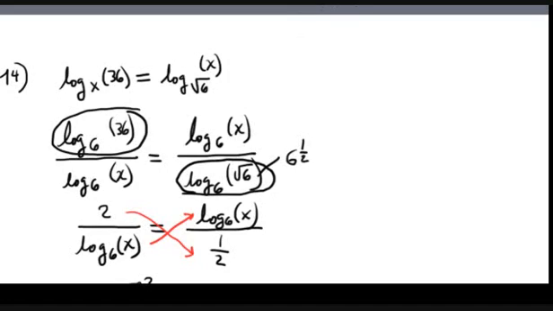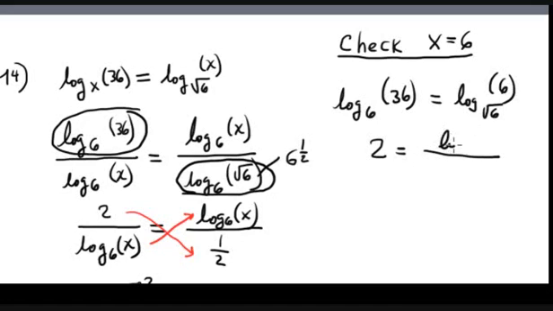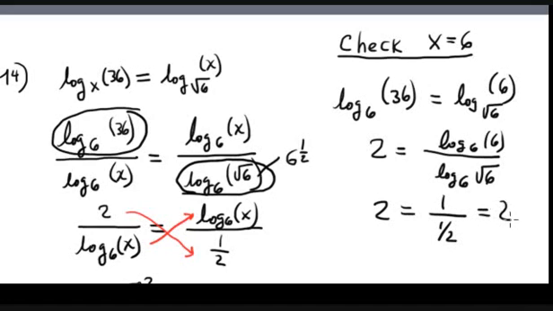Okay, let's check both answers in the original equation. Checking the first answer, x equal 6. Is logarithm base 6 of 36 equal to logarithm base radical 6 of 6? This is 2, it's obvious. And this is not clear, but you can change the base: logarithm base 6 of 6 over logarithm base 6 of radical 6. This is 1, and this is 1/2. And the reciprocal of 1/2 is 2. 2 equal 2 is perfect.